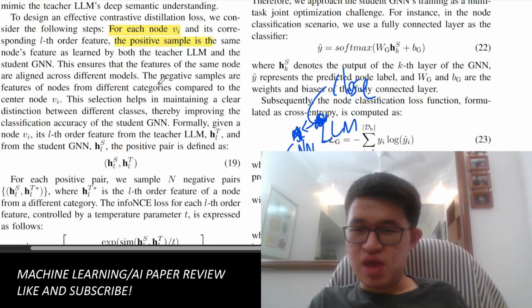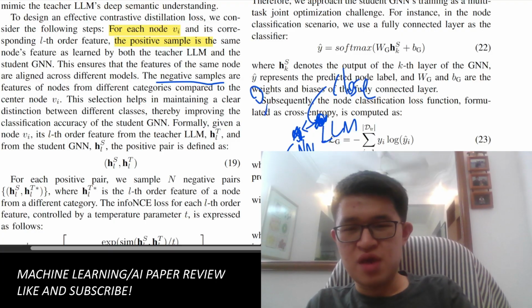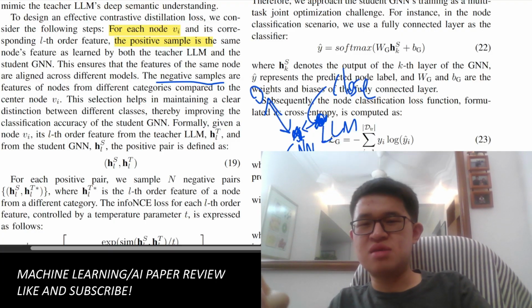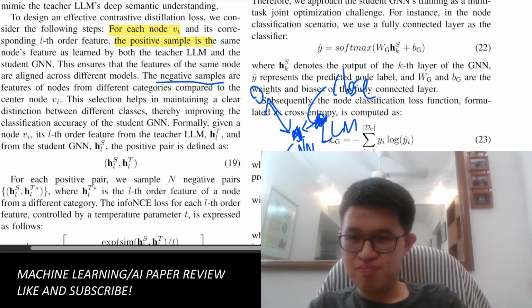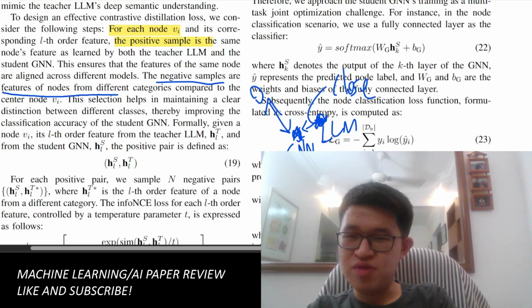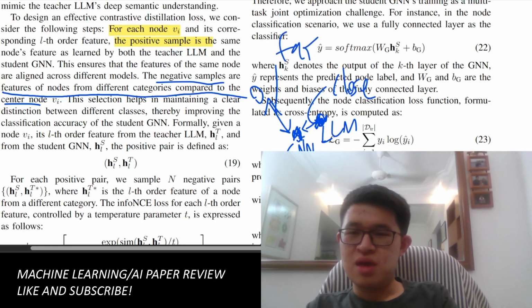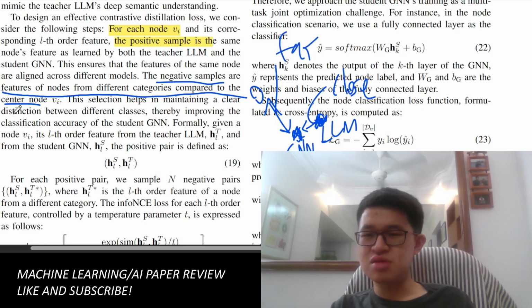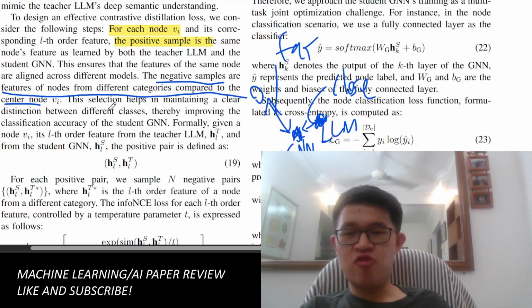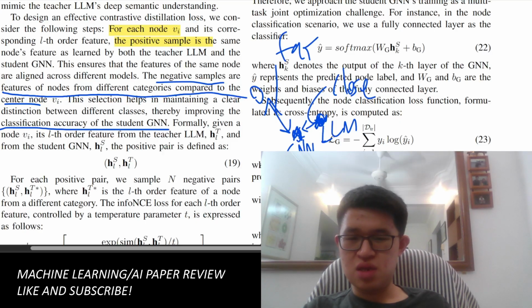And as for the negative samples, it would be like trying to compare it against other nodes. So it's features of nodes from different categories compared to the center node, and you're trying to keep them far away. This selection helps in maintaining a clear distinction between different classes, therefore improving the classification accuracy of the student GNN.